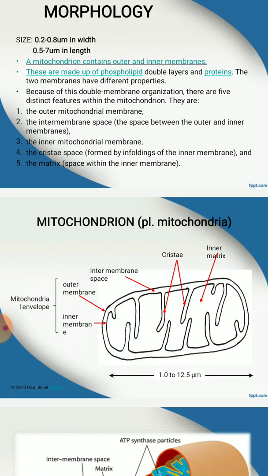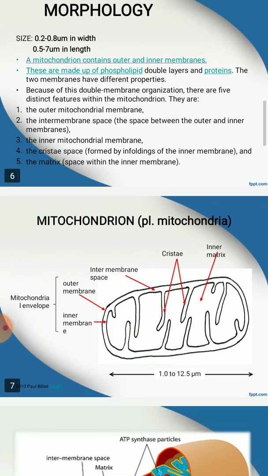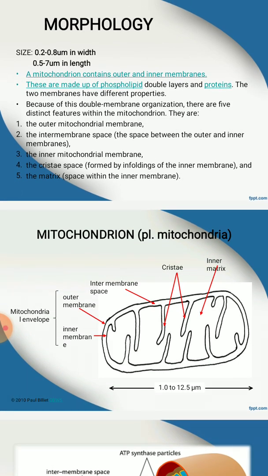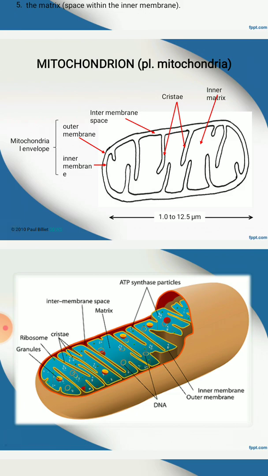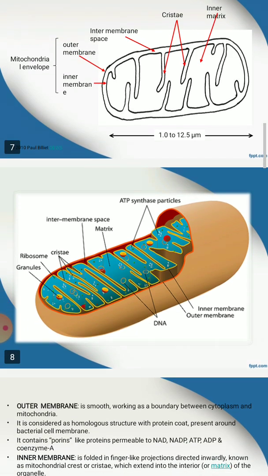Because of this double membrane organization, there are five distinct features within the mitochondria. They are the outer mitochondrial membrane; the intermembrane space, the space between the outer and inner membrane; the inner mitochondrial membrane; the cristae space, formed by unfolding of the inner membrane; and the matrix, the space within the inner membrane. Here in the diagram, all the structures are shown.